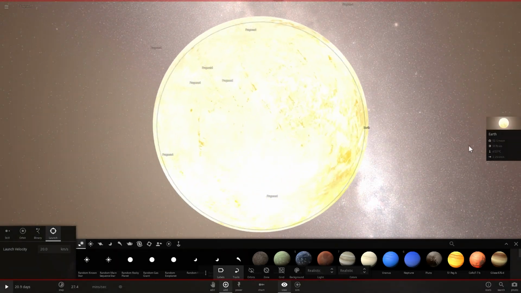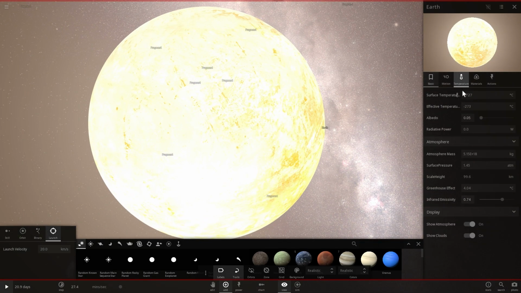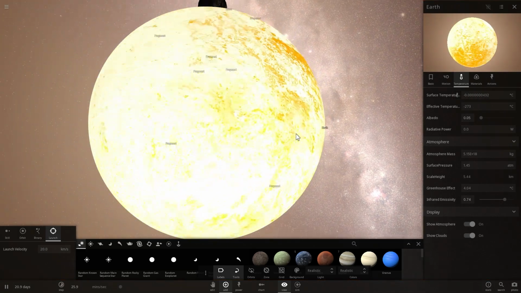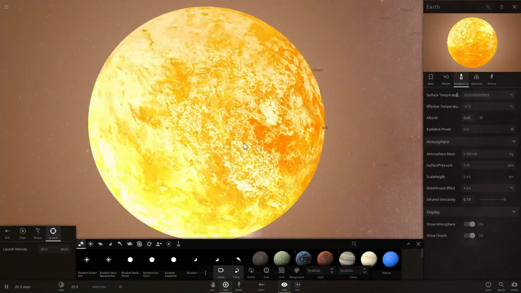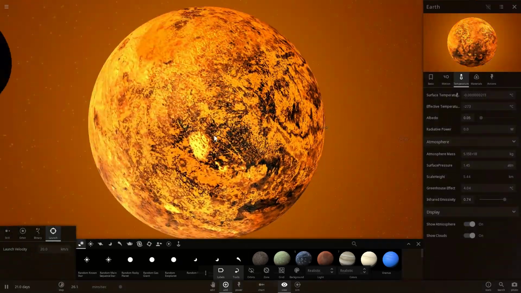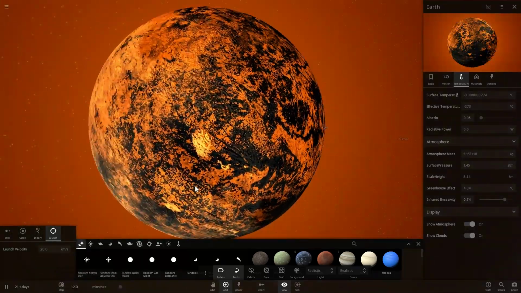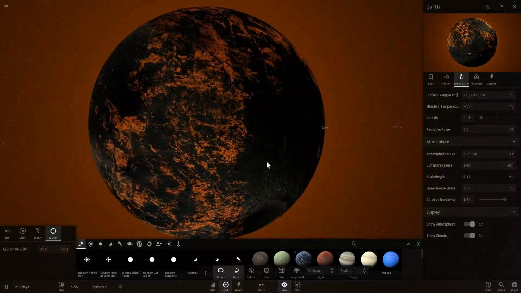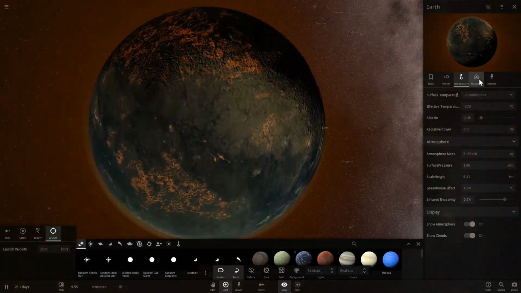Now let's zoom into Earth, and we'll do the same to Earth. We're going to go into temperature, change this temperature to 0, and this is the Earth as it cools down and acquires the shape we have today. And there we go. So we're going to turn Earth, and there you have it.